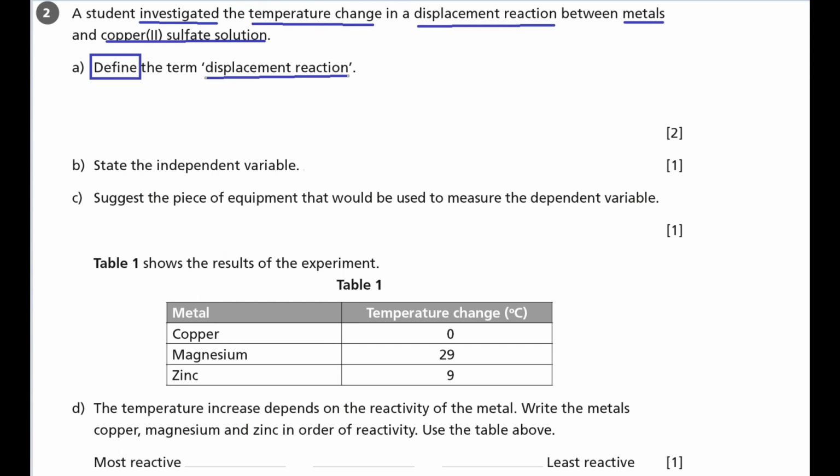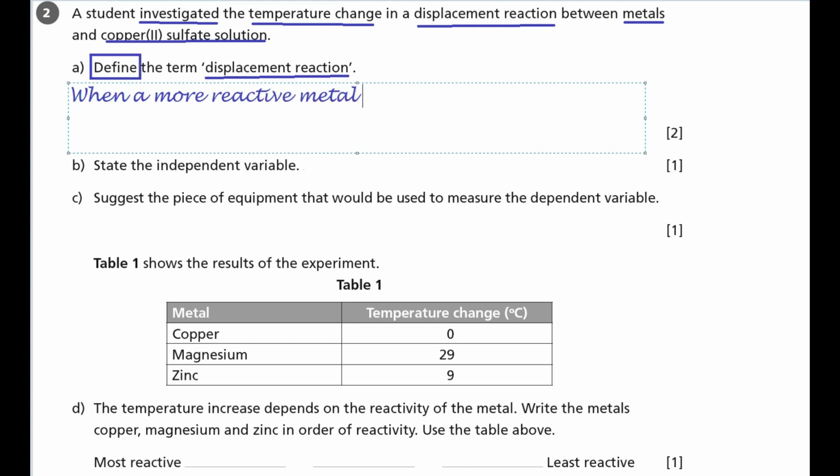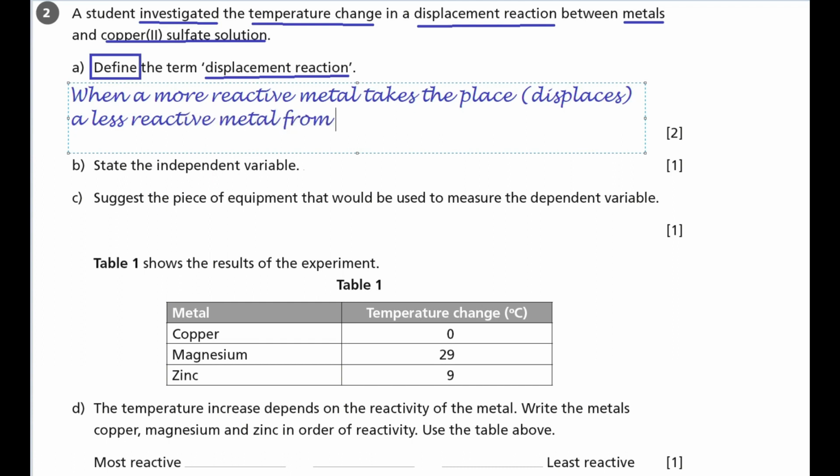Now a displacement reaction in its whole definition is when a more reactive element takes the place of a less reactive element from its compound. But we can be more precise with this definition because we know it's about a metal and a metal solution. So the definition in terms of this question is when a more reactive metal takes the place or displaces a less reactive metal from a solution of a metal salt. Now, we get 1 mark for saying that a more reactive metal displaces, and the second mark is from a less reactive metal in a solution of its metal salt.